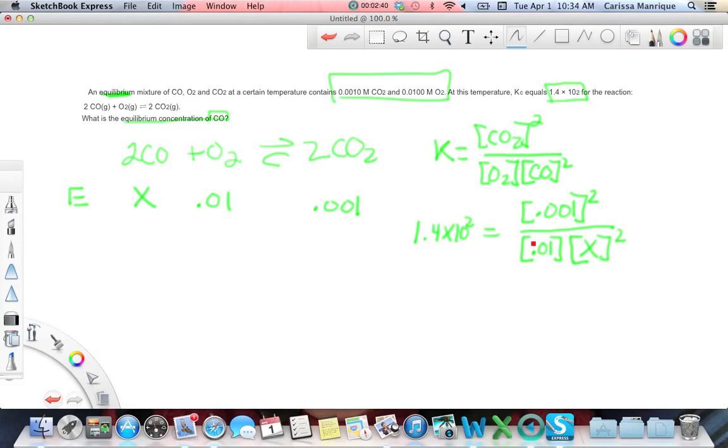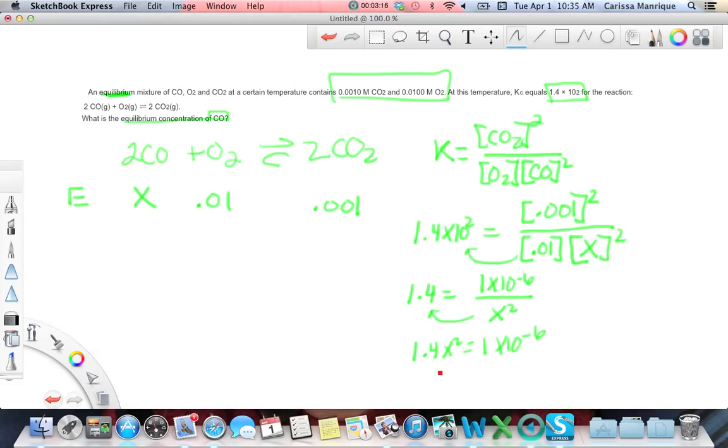So if I bring 0.01 over, multiply that by 1.4 times 10 to the 2, I get just 1.4 equals. And then I'm going to go ahead and multiply this out. So 0.001 squared is 1 times 10 to the negative 6 divided by x squared. Now I'm going to get this x squared out of the denominator, so I'm going to bring it over. So I'm going to have 1.4 x squared equals 1 times 10 to the negative 6.